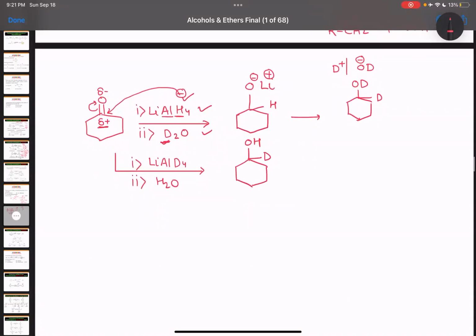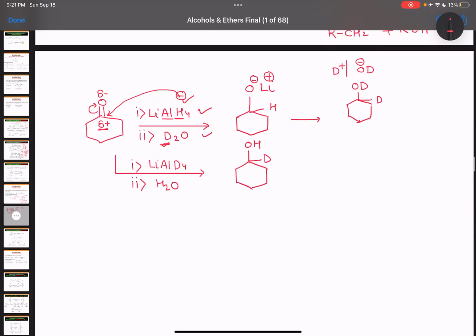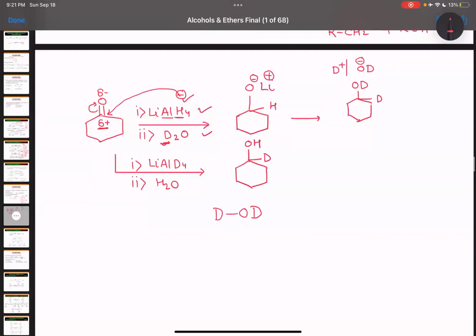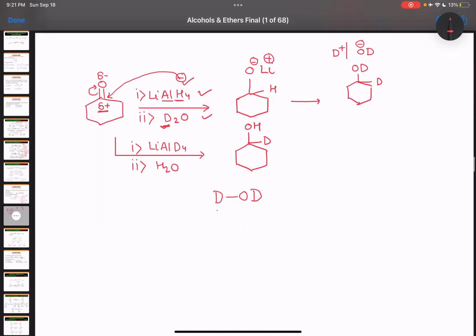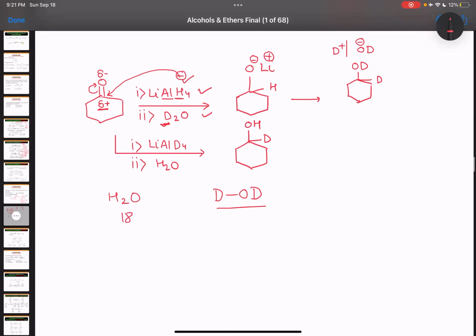Clear? Sir, I don't understand that OD. So D, what is D? Is it clear? No, sir. This is hydrogen only, but the heavier isotope of hydrogen. This is heavy water. What's the molar mass of water? Tell me. It's 2 plus 16, 18 u, right? So what's the molar mass of heavy water? This is known as heavy water.